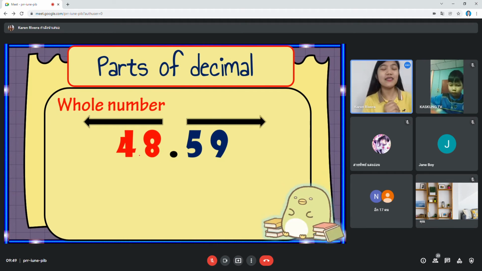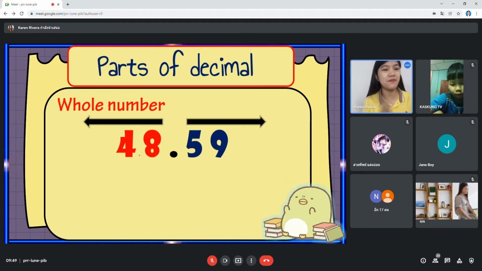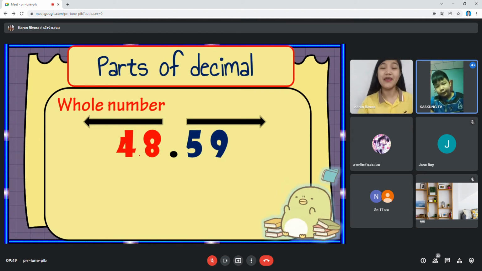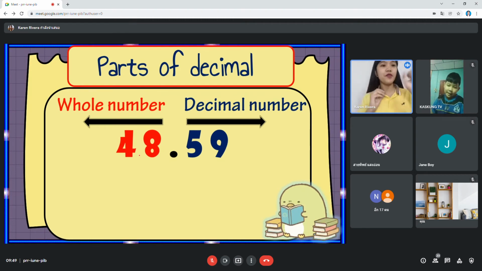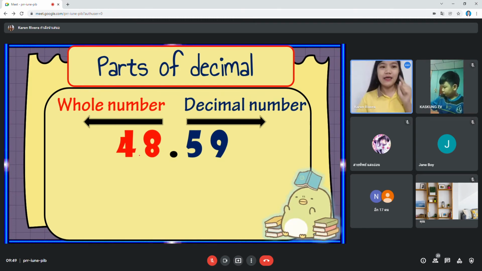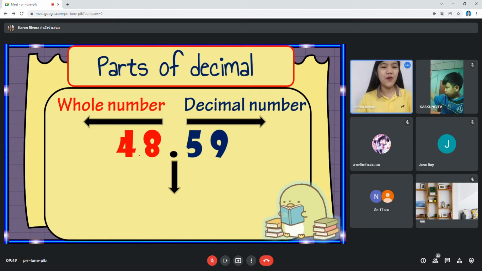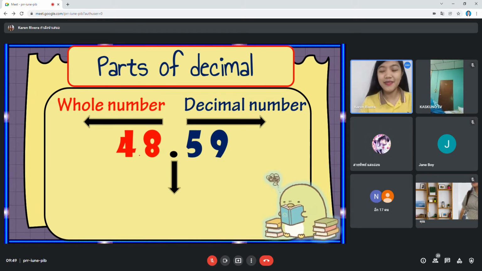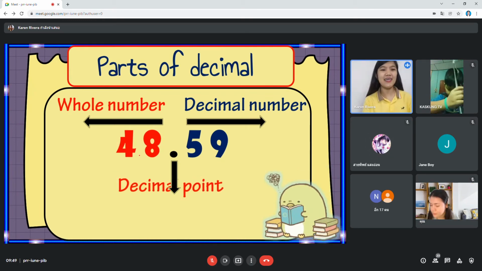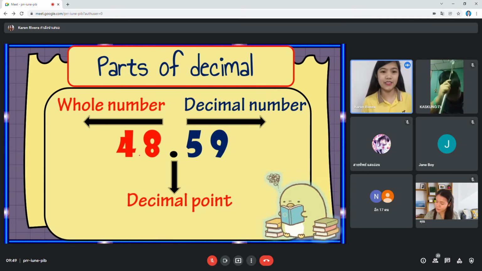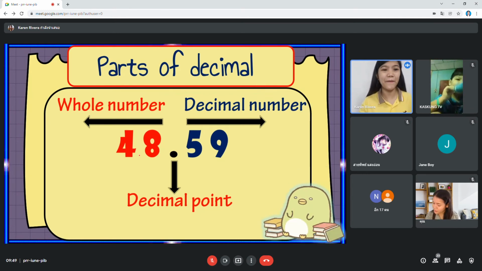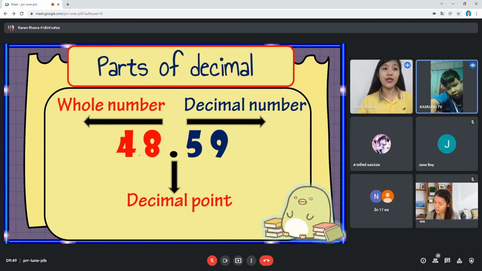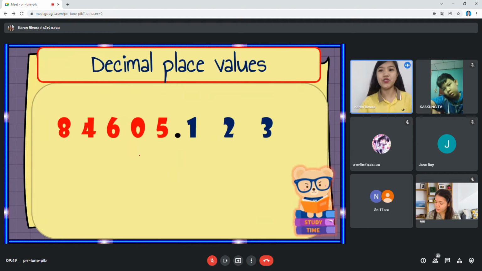And this color blue, what part of a decimal is that? Decimal number. Good job. That number is a decimal number. So after knowing the whole number and decimal number, that color black, what do you call that? Decimal point. Very good. That is a decimal point. Okay, did you understand that one? Understand. Okay, so let's proceed now to the decimal place values.